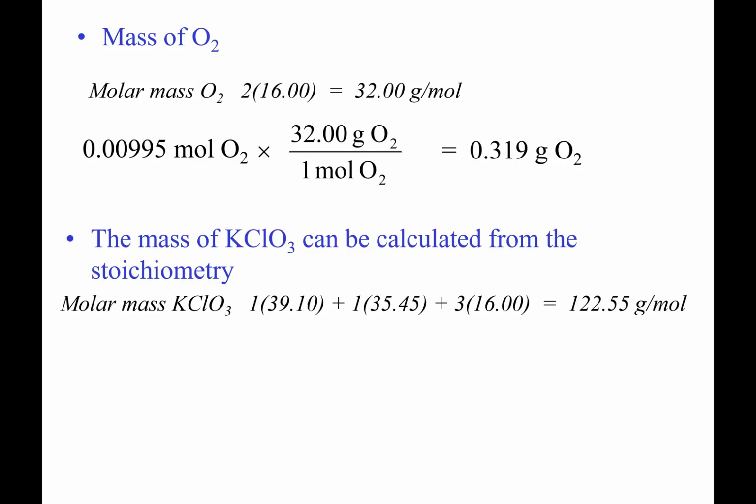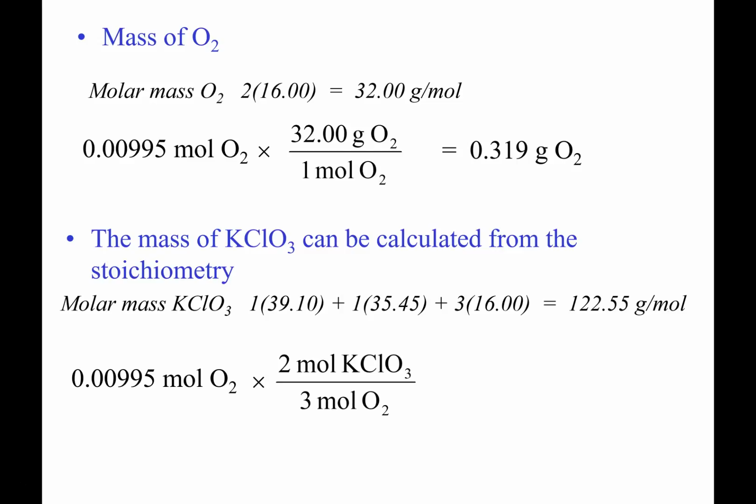Our first term is going to be that 0.00995 moles of O2 over 1. And then I'm going to use the stoichiometric ratio, which is not here, but if you go back to the balanced equation, you're going to see the coefficient in front of the O2 is 3. The coefficient in front of the KClO3 is 2. So here we have 2 moles of KClO3 over 3 moles of O2. Our moles of O2 cancel. We're ready to finish it up.